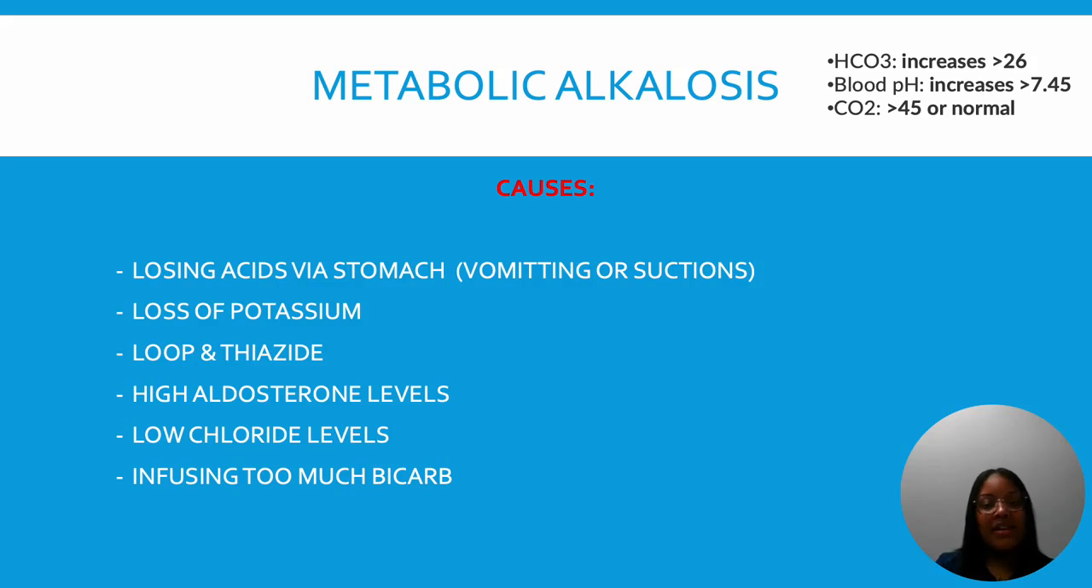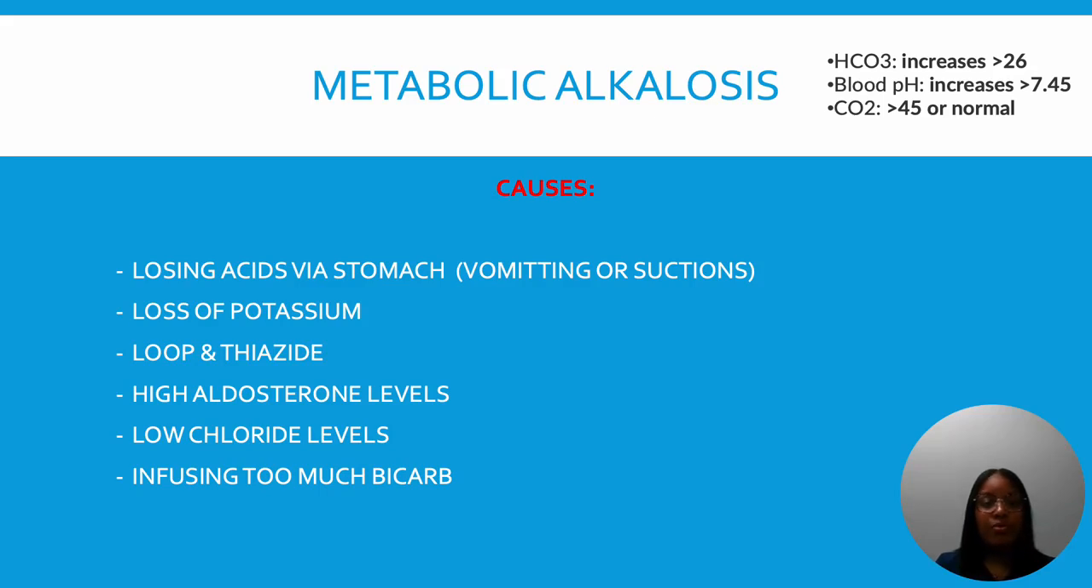So losing acid via the stomach. If your patient has severe vomiting, right? If your patient is hooked up to NG tube suctioning for a long period of time, or continuous NG tube suctioning, this patient is going to be losing a bunch of acid. If your patient has a loss of potassium, potassium loss can cause hydrogen ions to go inside the cell, which will drop the pH. So that's something to keep in mind. As you can see, that potassium plays a major role in metabolic alkalosis.